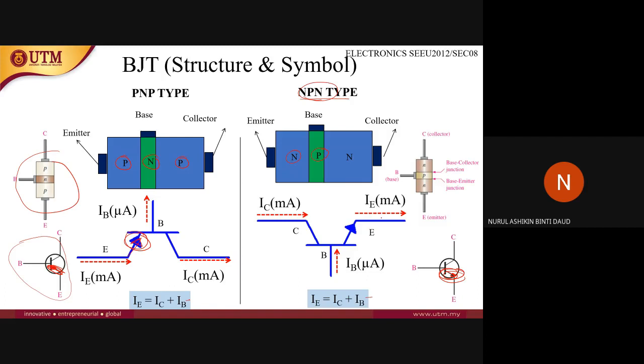So IE for NPN type is equal to IC, which is the current flow from the collector, plus IB, the current flow from the base, which will give you the current flow at the emitter. Same for PNP, the current flow from the emitter will be divided into base and collector. So the total of current from base and collector will give you the total current flow from the emitter.